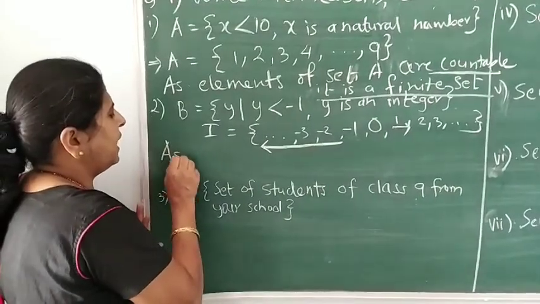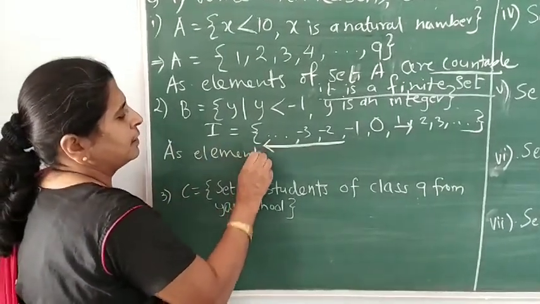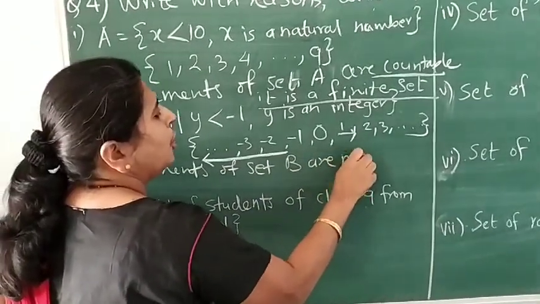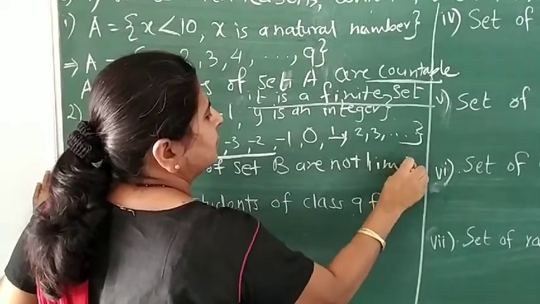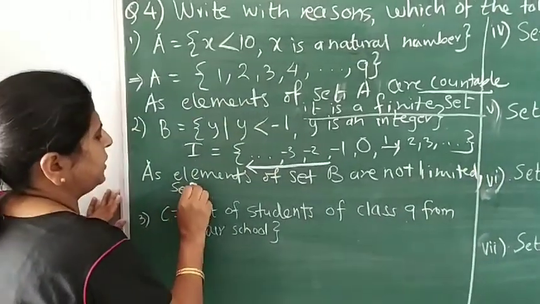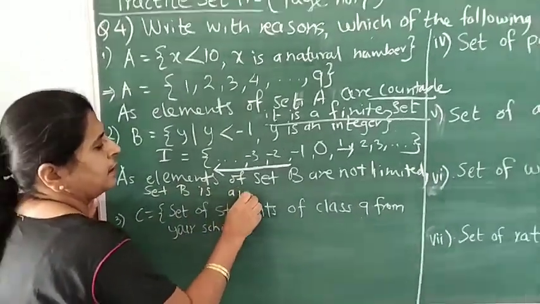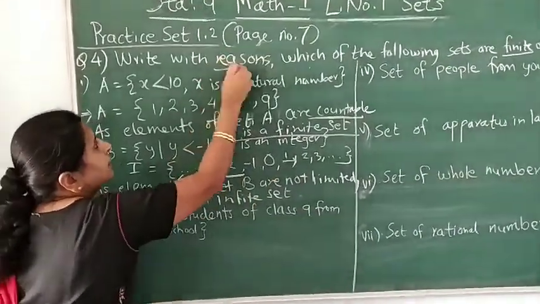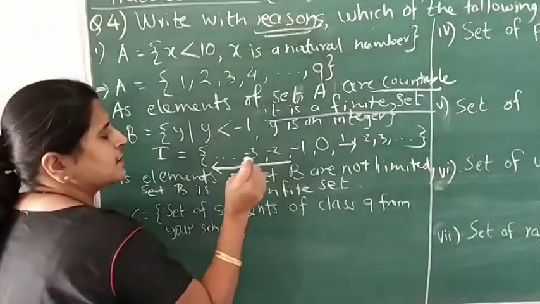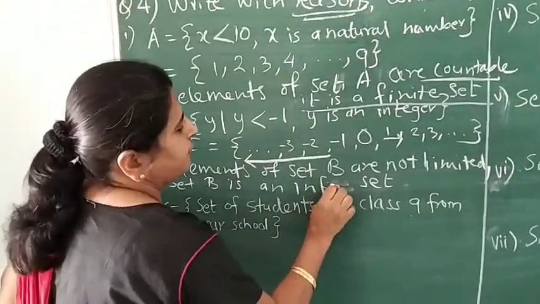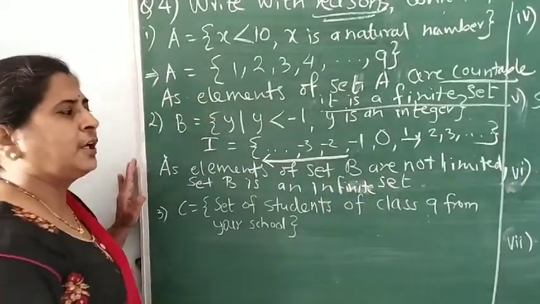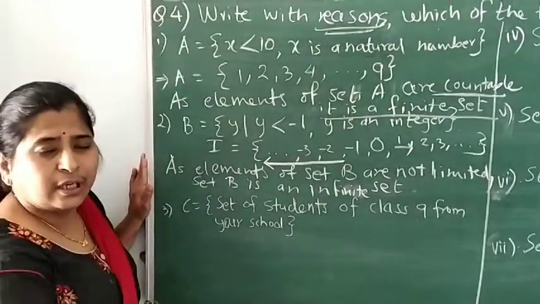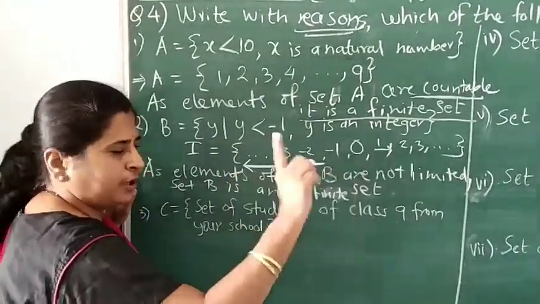So what is our answer? As the elements of set B are not limited, set B is an infinite set. So this is the reason to state whether the set is finite or infinite. In this way we can write all these answers. Now let's discuss in short whether each is finite or infinite.